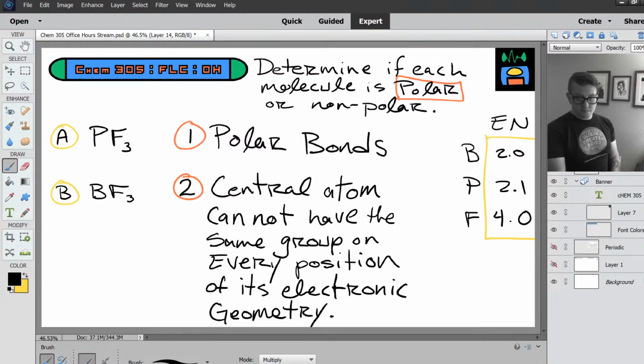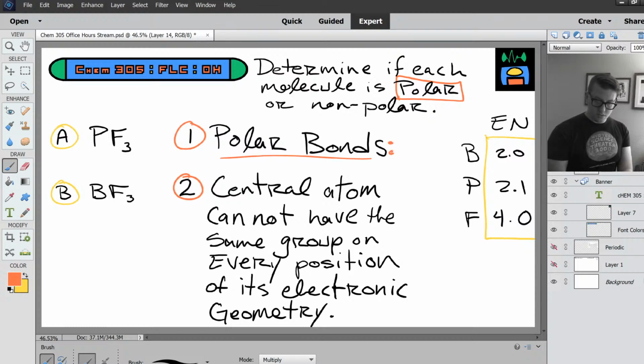All right? You can't have the same group on every position of the electronic geometry. So really, there are two things you have to do to determine if your molecule is polar. You got to calculate the difference in electronegativity, make sure that you do have polar bonds. And then the second thing you got to do is you have to draw the Lewis structure.